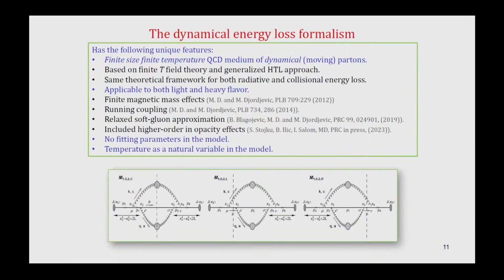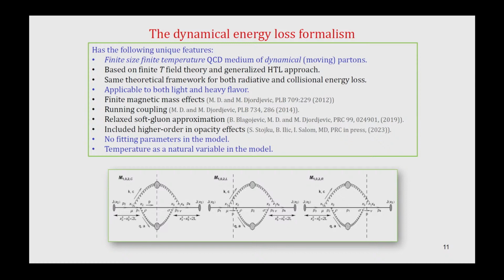First, to have a QGP tomography, you need to have a reliable energy loss mechanism. There are several energy loss mechanisms on the market, but here I will just briefly overview the one that we use in our model. This is our dynamical energy loss formalism, which has several unique features. The first important feature is that the energy loss has to be developed in a finite size, finite temperature QCD medium of dynamical particles, that is, moving particles. The reason for this is that in heavy ion collisions you generate a quark-gluon plasma system which has a finite size and finite temperature.